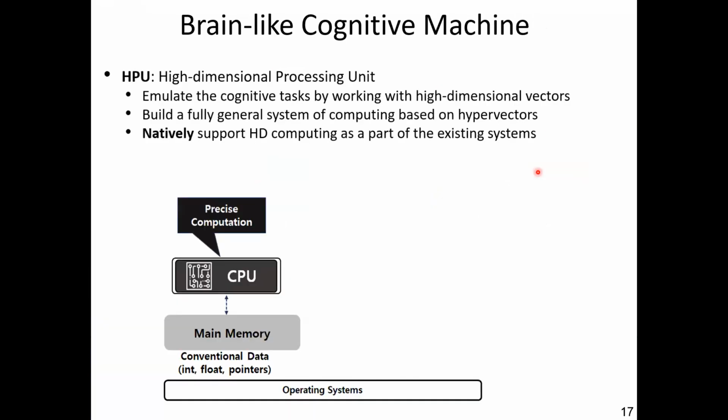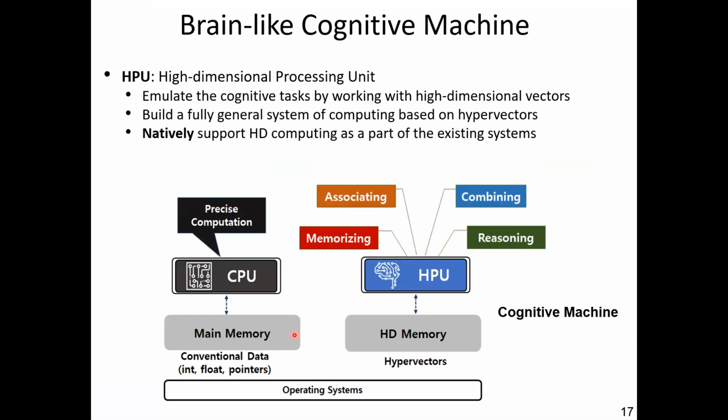I'm moving a little bit to the hardware part now in the remaining minutes I have. In today's processors, we have a CPU, which does a great job performing precise computation. Next to that, we are designing a new processor called the high dimensional processing unit, a cognitive processor. It can perform different learning and cognitive tasks based on the hypervector, a common data structure. Like a CPU works with integers and floating point, here everything is a hypervector.